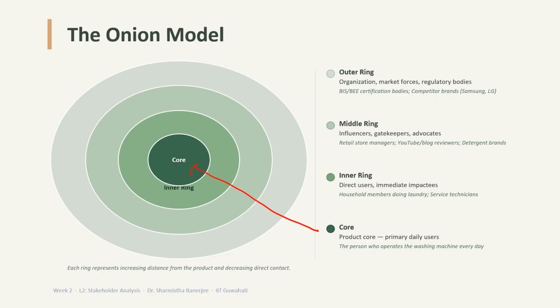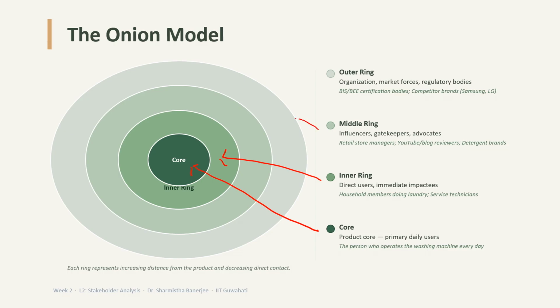So the person who operates the washing machine every day, that is your primary stakeholder and forms the core of this particular model. Now this might be the man of the house, the woman of the house, the children of the house, or a household help. It can be an old person, it can be a young person. Then comes the next ring, which is the direct users and immediate impactees. So household members doing the laundry, the service technicians.